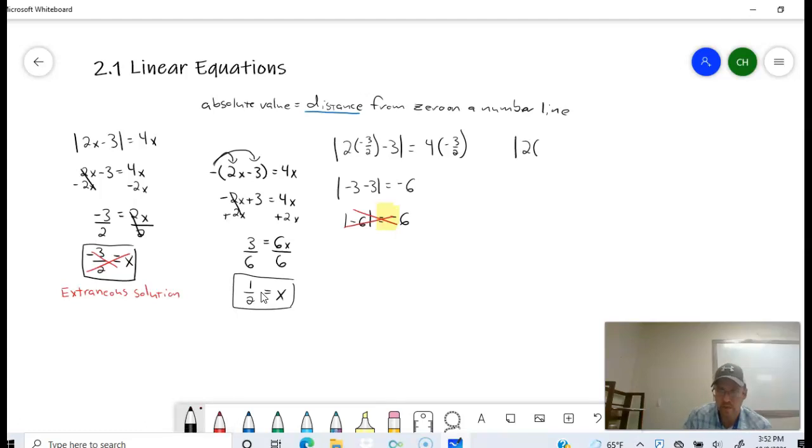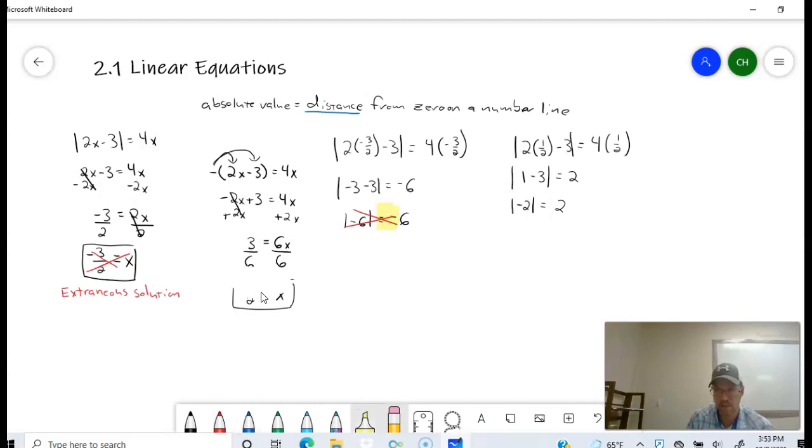Absolute value of 2 times 1/2 minus 3 equals 4 times 1/2. 2 times 1/2 is just 1 minus 3 equals 4 times 1/2 is 2. So I'm going to have the absolute value of negative 2 is equal to 2, and that is true. The absolute value of negative 2 indeed is 2. So that one works. That means we only have one solution on this one.